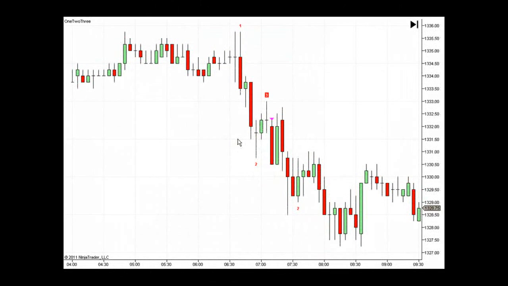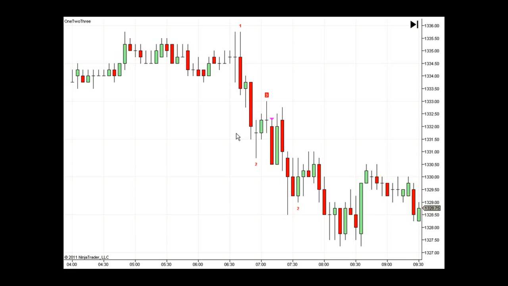Welcome to the NinjaTrader Indicator Warehouse. Today we are going to cover the 1-2-3 formation indicator. A 1-2-3 is a strong reversal and trend signal. It is very reliable and occurs when a market makes a new high or low.